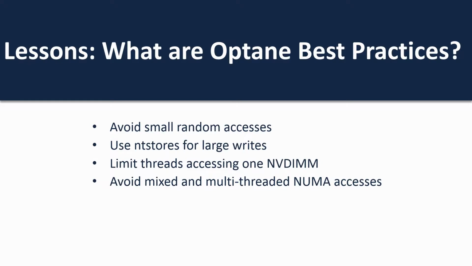Okay, so these are the basics of the Optane DIMM, the basic performance characteristics. So what are the practical performance lessons that we should take away from this for programming? And we came up with 4 of them. 1, avoid small random accesses. 2, use non-temporal stores for large writes. 3, limit the number of threads accessing one NVDIMM. And 4, avoid mixed and multi-threaded NUMA accesses. And I'd like to justify this and give you a more detailed story, but maybe this is the executive summary of what you should take away.